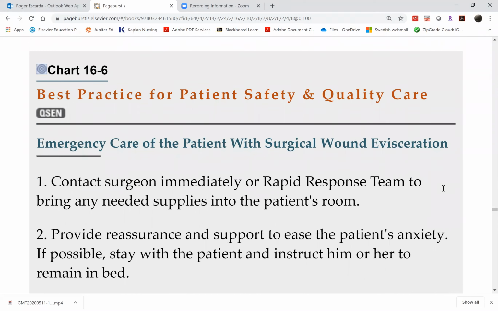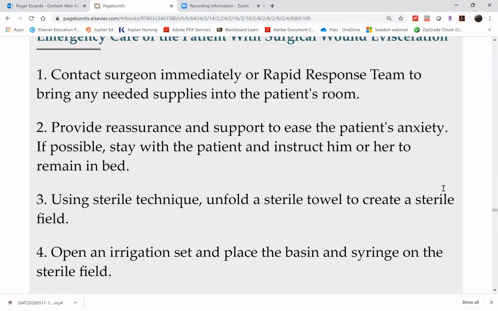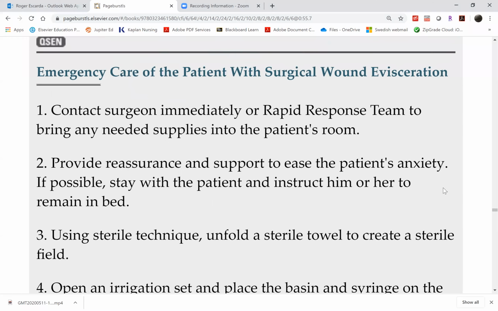Okay, chart 16-6. This is what you do when you see wound evisceration. What's the first action? Contact the surgeon. Alright, you can't really reach the surgeon on time, so it's better if you do rapid response. It can come sooner. So just yell for help because you can't leave the patient.